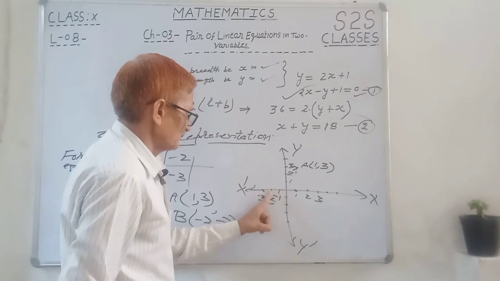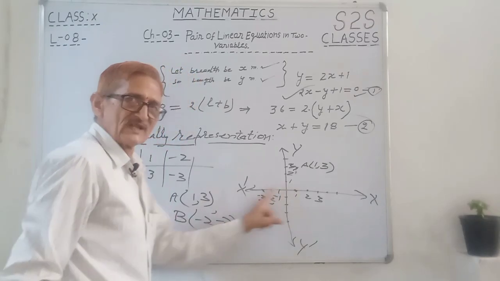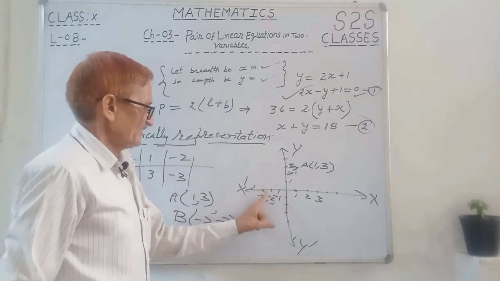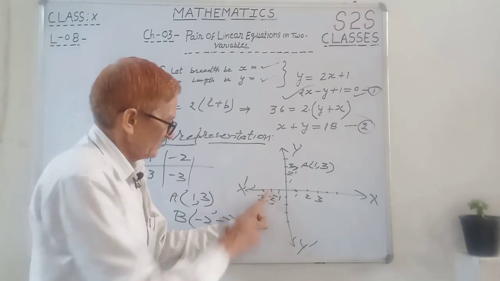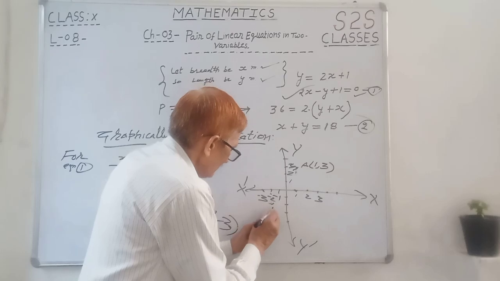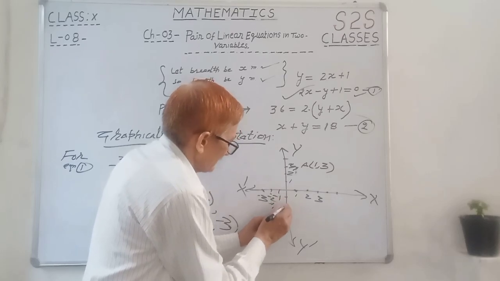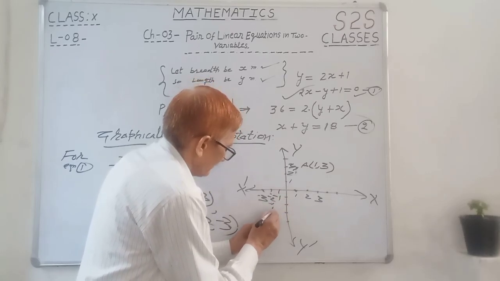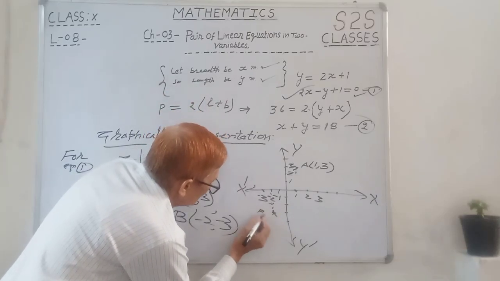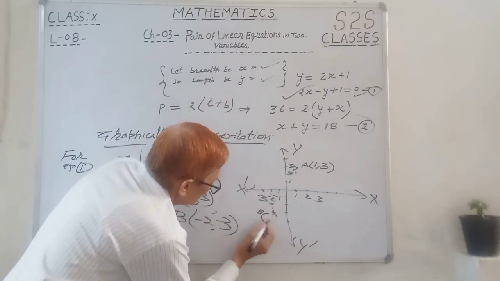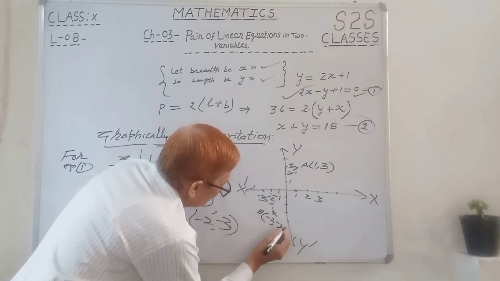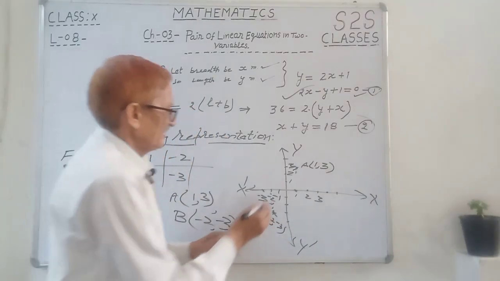After that second point B minus 2 comma minus 3. Minus 2, minus 1, minus 2. X minus 2 on the number line. And then from here minus 3. From minus 2, minus 3 means downward. From here downward up to minus 3. Minus 1, minus 2, minus 3. So up to here minus 3. So this is the point B. Coordinate of this is minus 2 comma minus 3. We should write here and join both points.